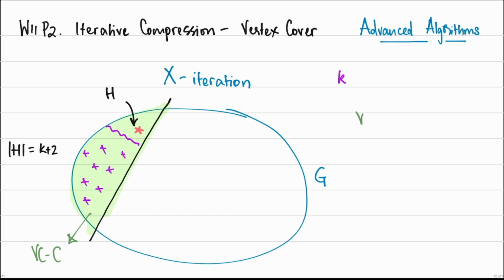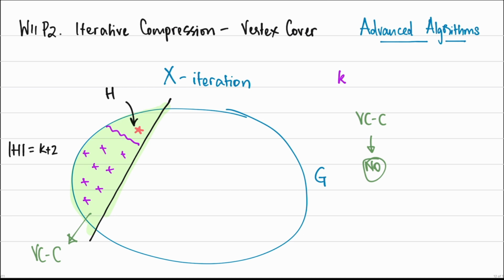Now if the compression routine says no, there is no solution of size at most k for H, then what can you say? Pause here and think about this for a second. Okay, we have a subgraph of G where there is no vertex cover of size at most k. What does this tell us about G?